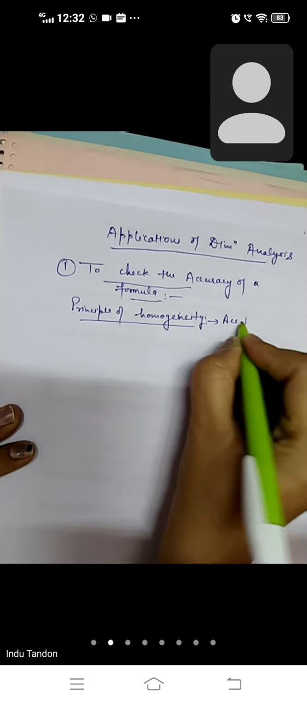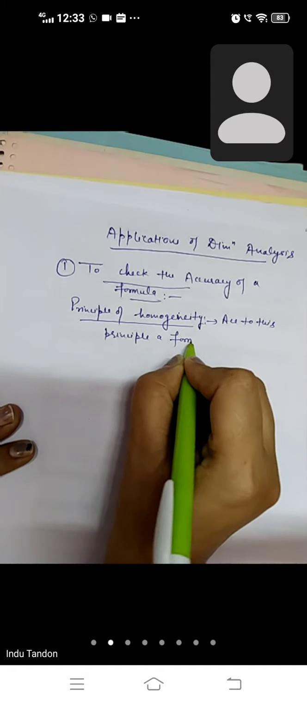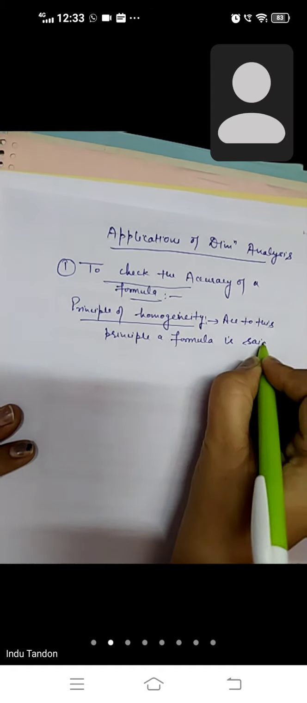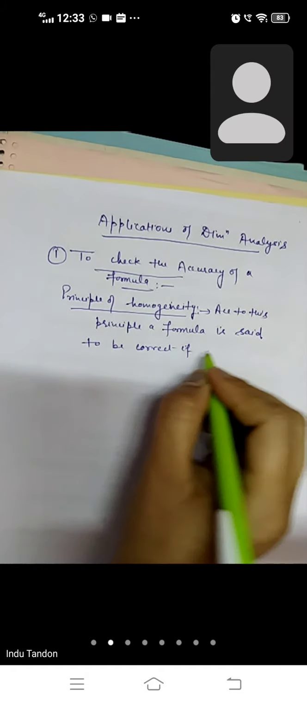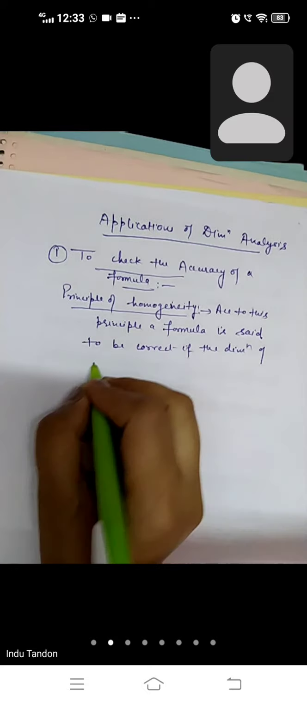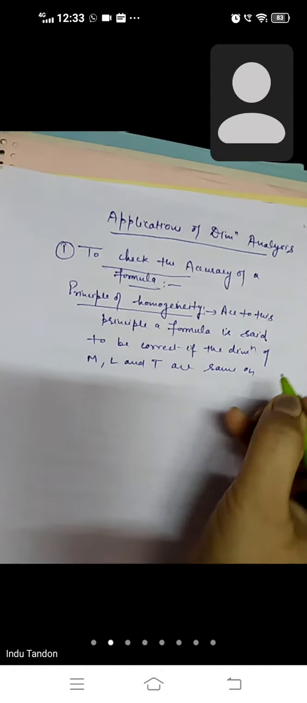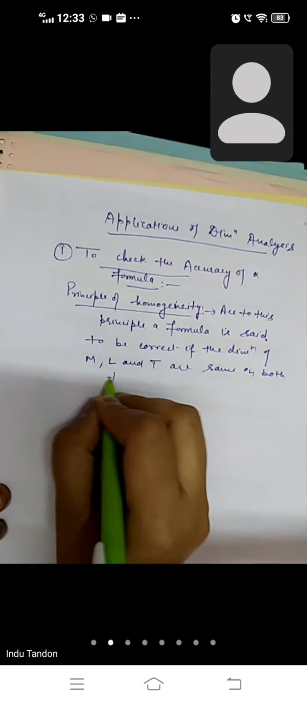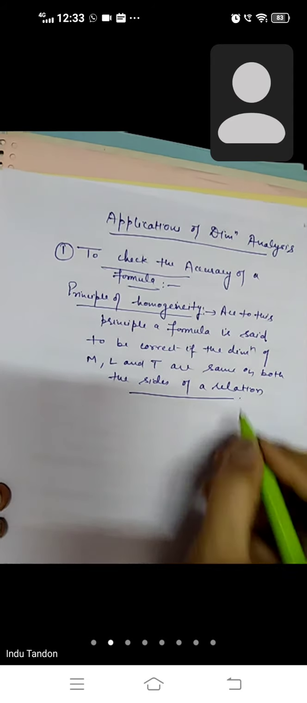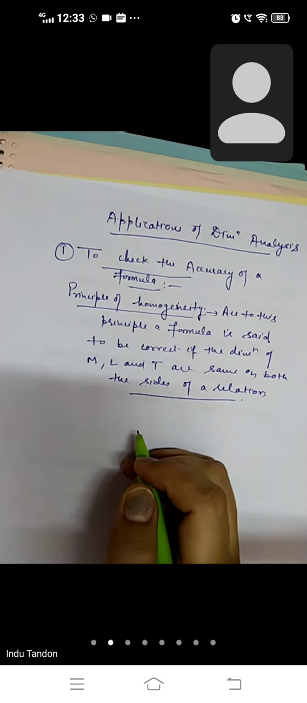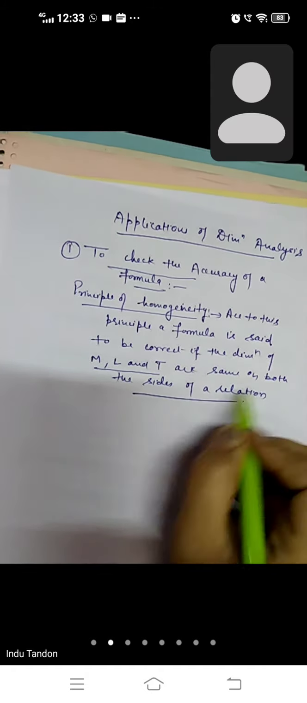According to this principle, a formula is said to be correct if the dimensions of M, L and T, that is base quantities, are the same on both sides of a relation. Like you did in maths, when is any formula correct? When the left hand side becomes equal to the right hand side. So here we will use: a formula is said to be correct if the dimensions of M, L and T are the same on both sides of a relation.